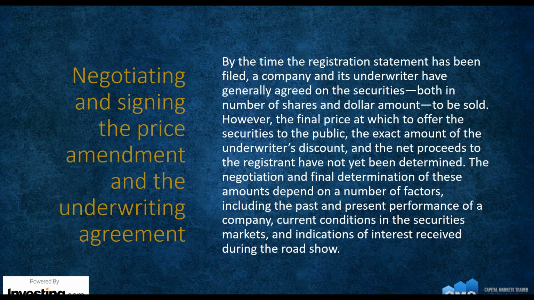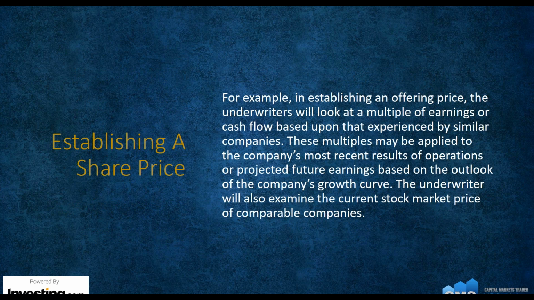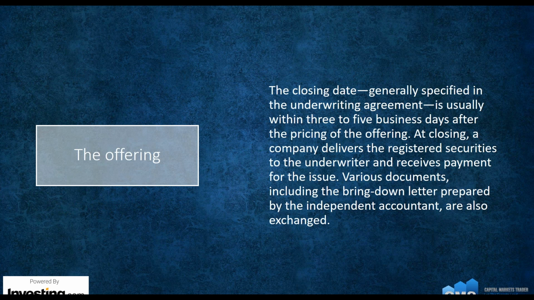The negotiation and final determination of these amounts depend on many factors. That's why, if you remember as recently as Snapchat, nobody had any idea what price would actually come to market on the day it starts selling, because that is when the price of the share is established. When the underwriter starts selling through the exchange publicly, that establishes a price, and then the shares go up and down from that price being traded publicly. So in establishing an offering price, the underwriters will look at multiples of earnings and cash flow based upon experience by similar companies.